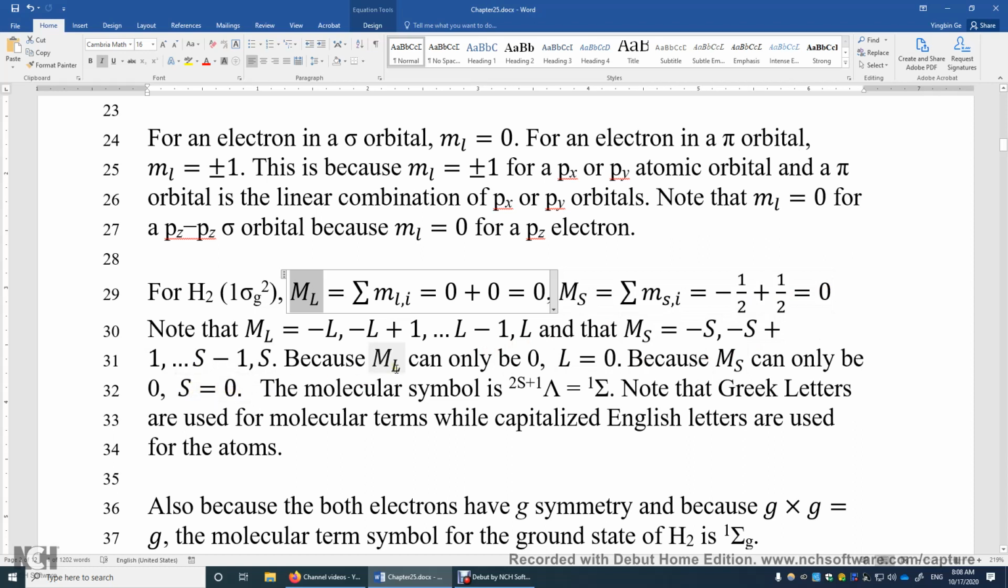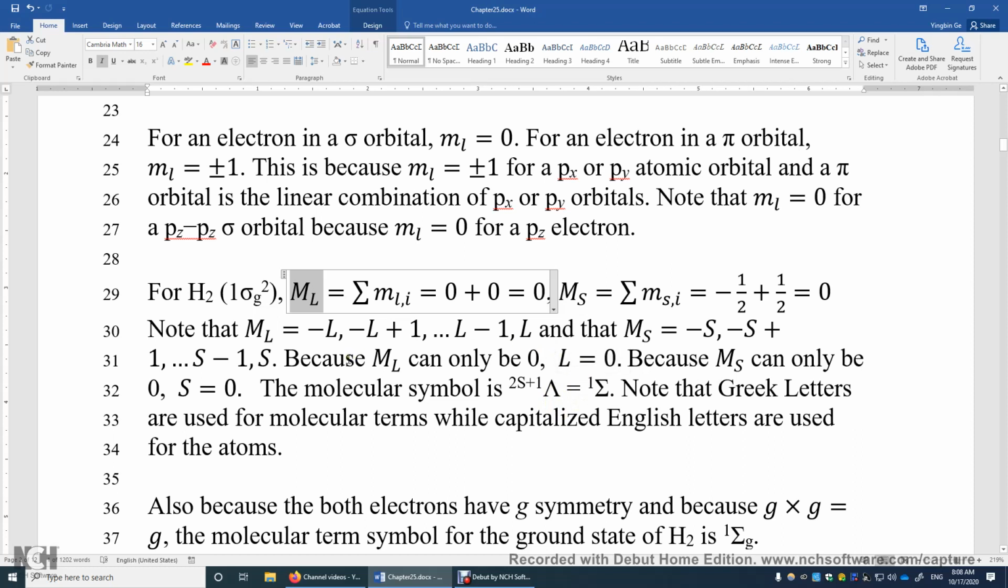How do we write the molecular term symbol? Well, we use 2S plus 1 in the superscript and the notation for the angular momentum here. So remember, in atomic term symbols, the notation is 2S plus 1 and then L. For molecular term symbols, we run out of English letters, so we use the corresponding Greek letter, lambda. Lambda corresponds to L. So in this case, this is uppercase lambda that corresponds to uppercase L.